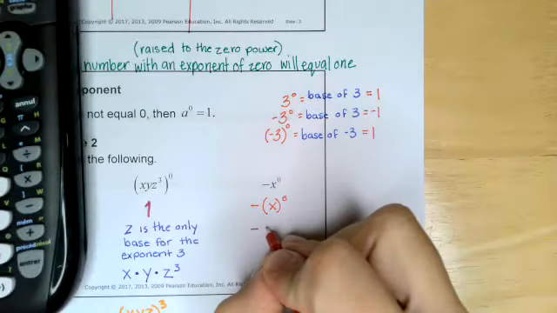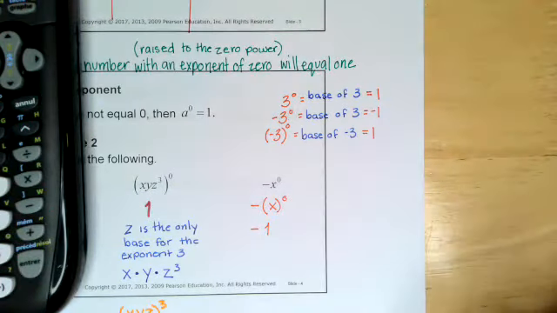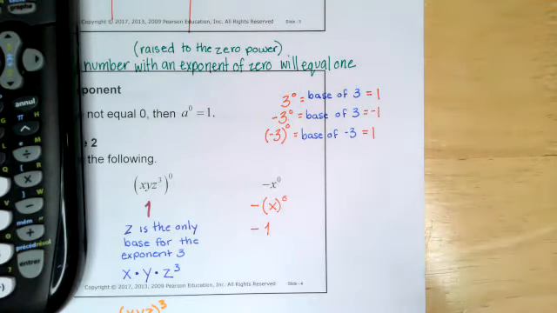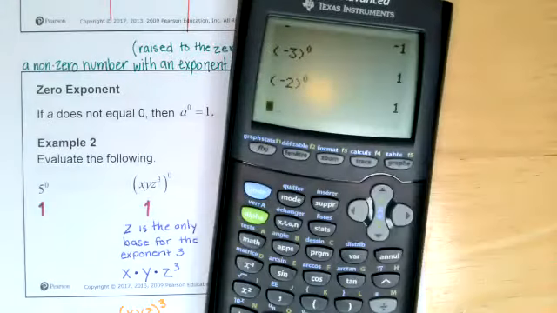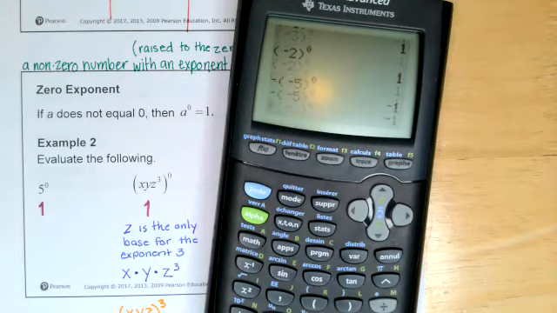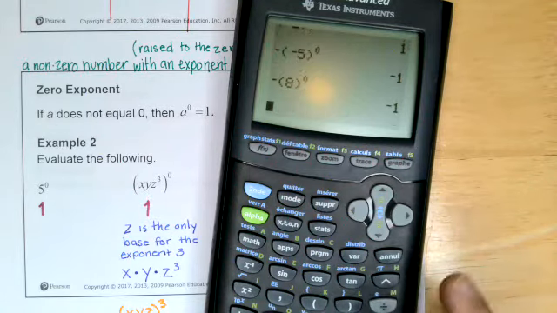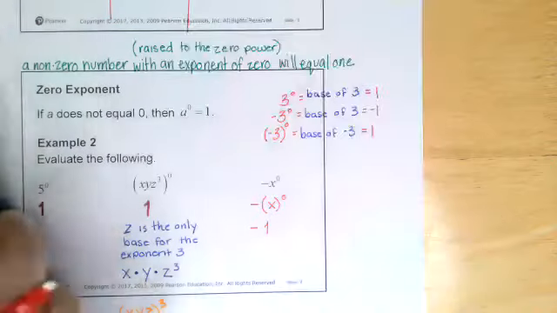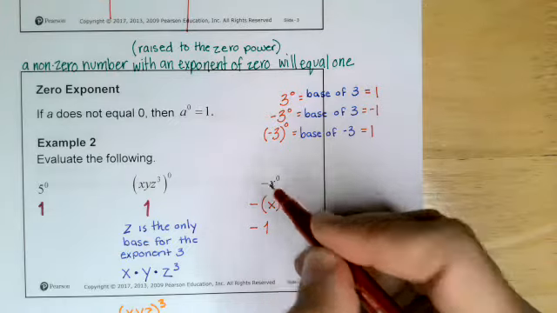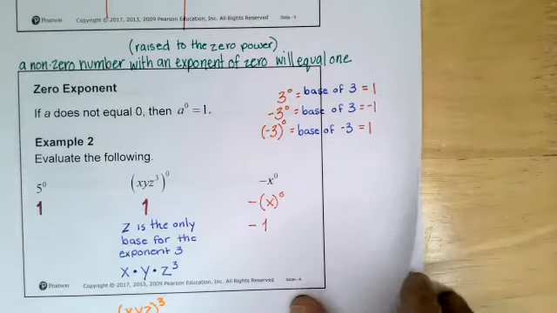So negative 1. So negative x to the 0 power is negative 1. We'll say x was negative 5, to the 0 power is negative 1. Negative x where x is 8, to the 0 power is negative 1. No matter what number we put in, the answer will be negative 1 because the 0 only goes to the x. We add the negative at the end.